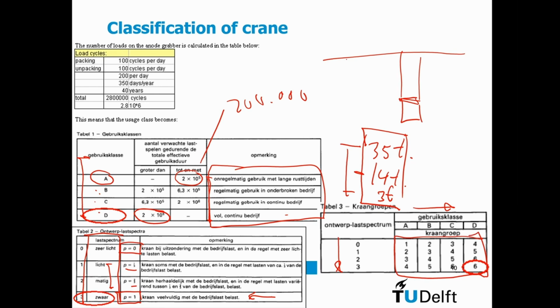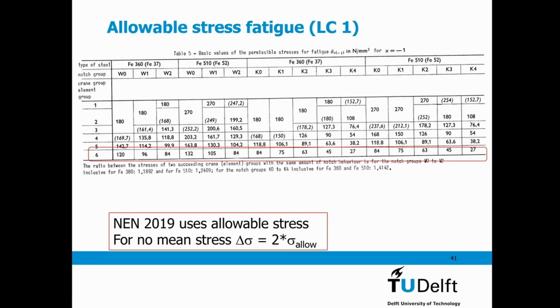And that crane class we can then use for allowable stresses. So here you have your crane group or crane class, and then you have a stress variation or a maximum allowable stress, which depends on the crane class, the material type, this one and that one. So you can see that 180 and 270.